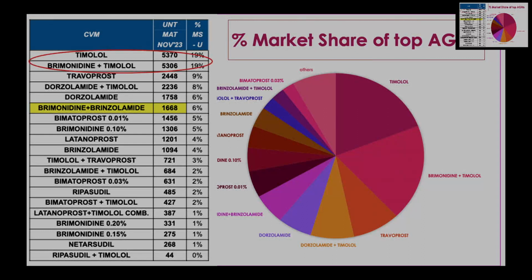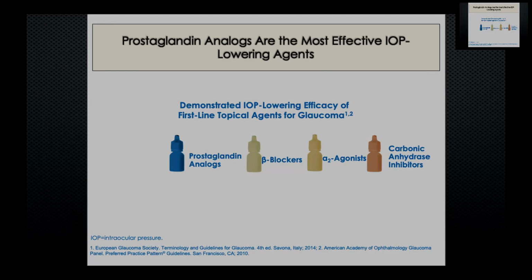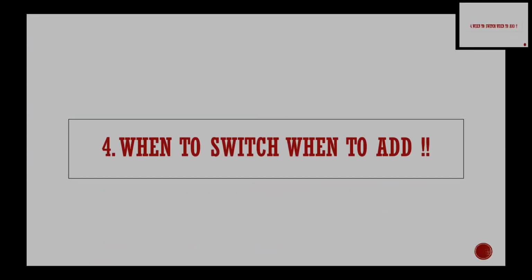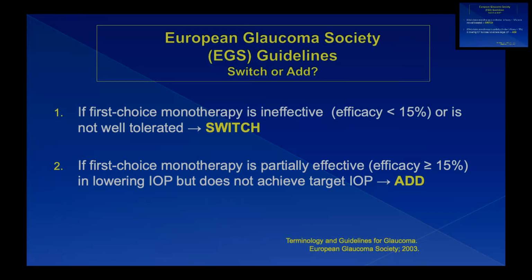But in India, if you see the most recent 2023 data also, the two most popular drugs in India are the timolol and the brimonidine and timolol combination. So IOP reduction with prostaglandins are the best. Now, when to switch and when to add. And EGS has given a very simplified guideline.